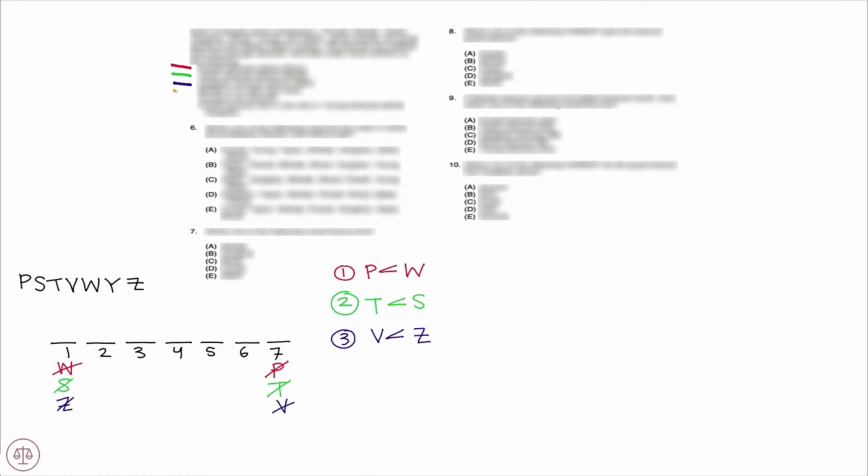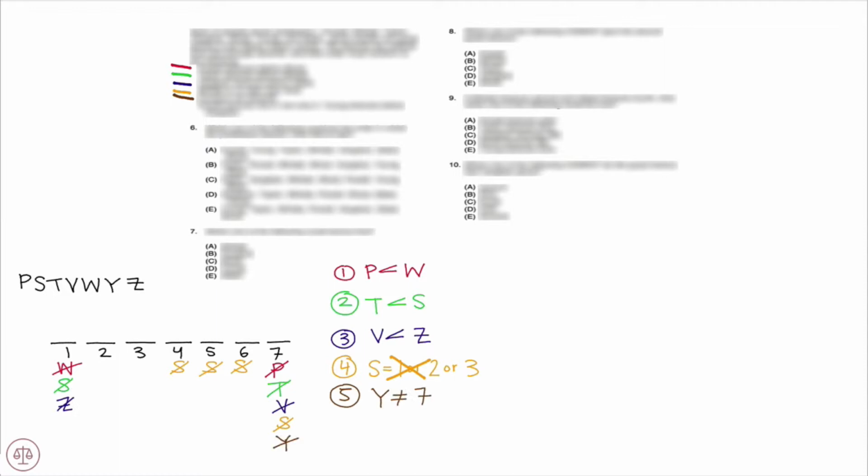Rule number 4, S is no later than third. So that means that S is going to be either first or second or third. But remember, we made the deduction that S is not first from rule number 2 because T is before S. So that means that S is going to be either second or third. So S is not 4th or 5th or 6th or 7th. Rule number 5, Young is not 7th. So we know Young is not 7th.